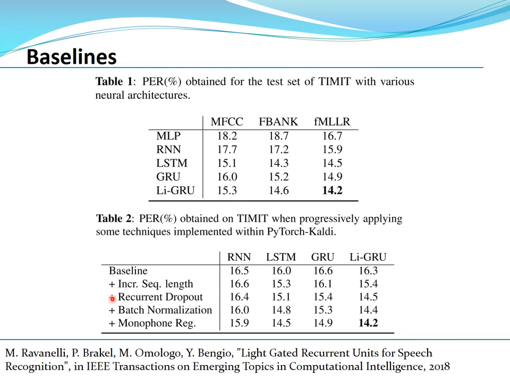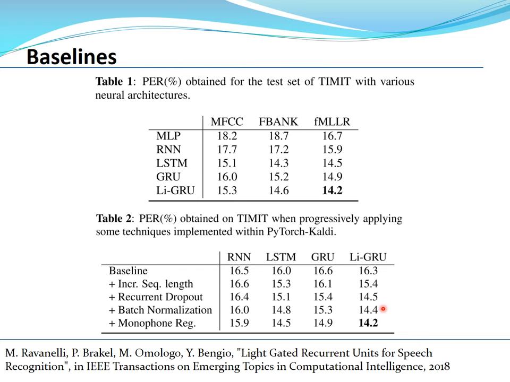The third row here shows the performance improvement that we can obtain with recurrent dropout. Here, the dropout mask is the same for all the time steps. Then the next row shows the results we have obtained using batch normalization. In particular, here batch normalization is applied only to the feed-forward connections, which is really helpful.